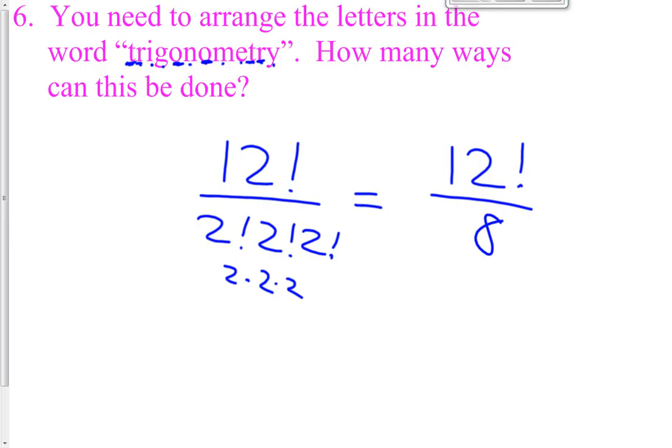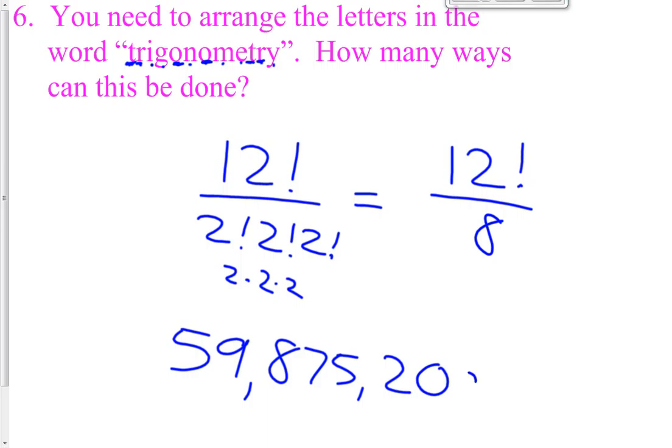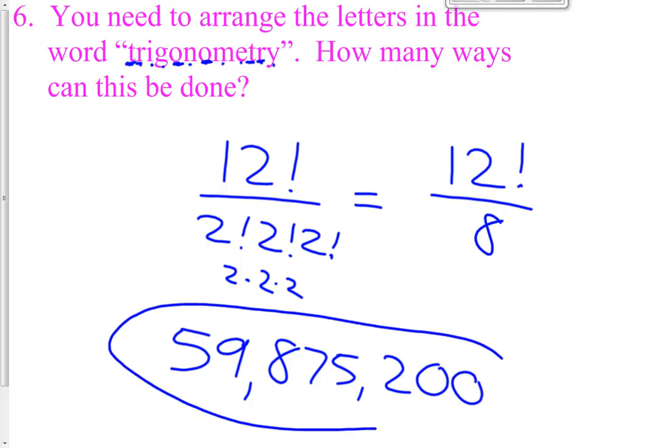A lot of different combinations here, possibilities. The answer is 59,875,200. A lot of different scenarios there. Lots of them.